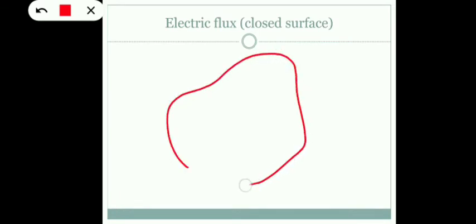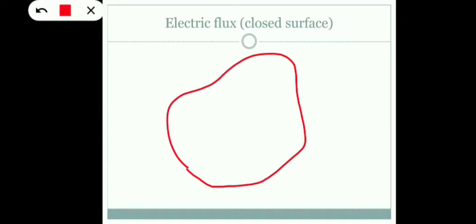Children, till now we discussed the electric flux through a regular area. But what if the area under consideration is an irregular one, like this? In such case, how will you calculate electric flux? Whether the formula E dot dA is applicable to such surfaces also?